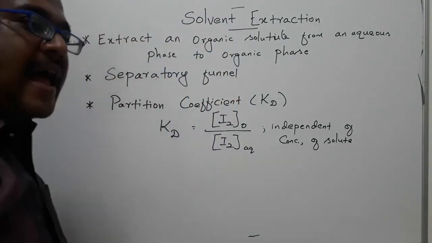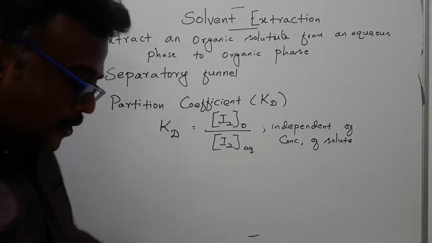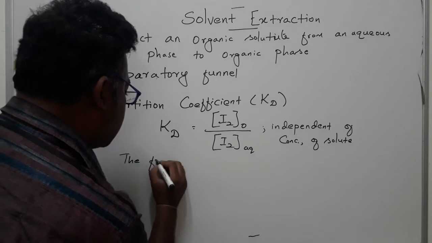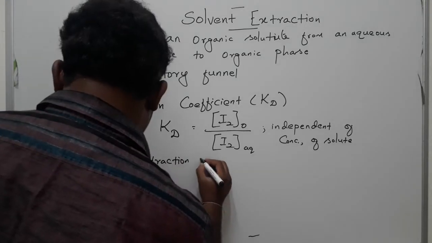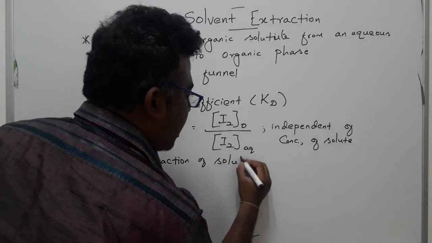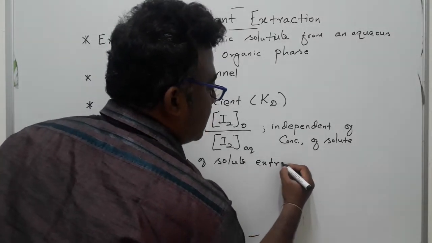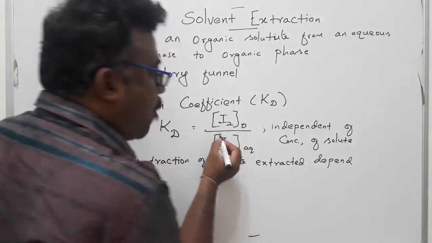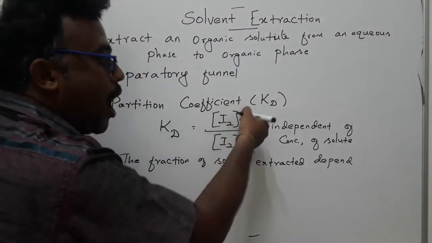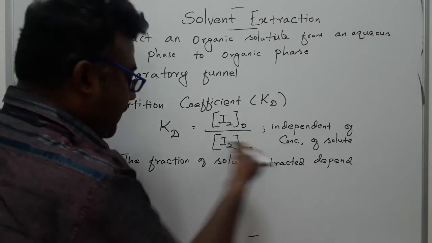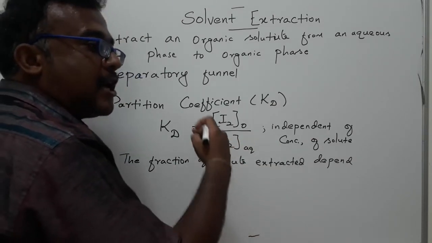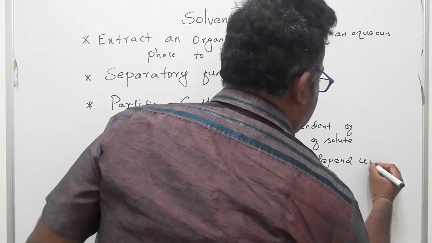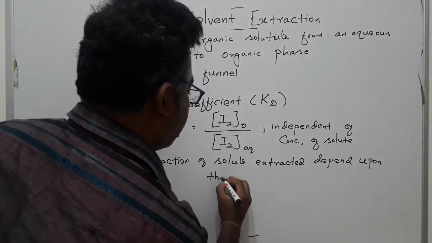Of course, the fraction of solute extracted depends upon the volume ratio. That means how much volume is used in the organic layer and how much volume is in the aqueous layer. That will determine how much organic compound can go to the organic layer. That will depend upon the volume ratio.